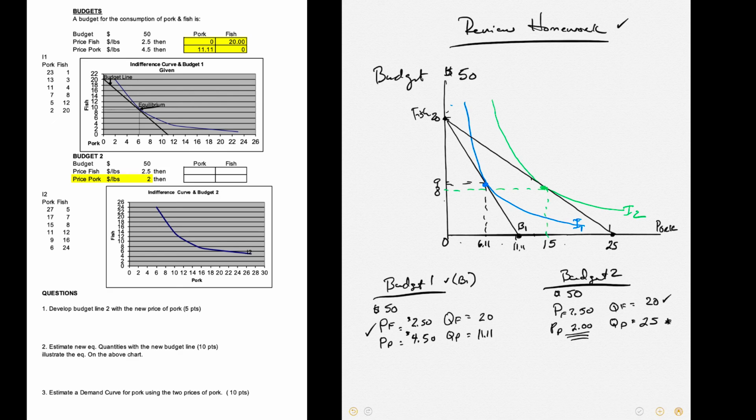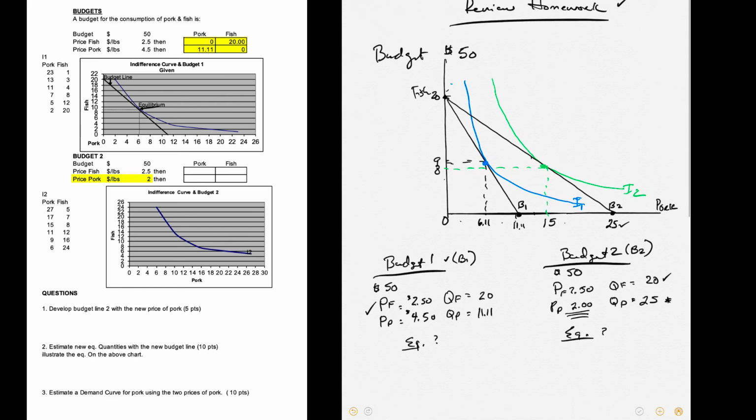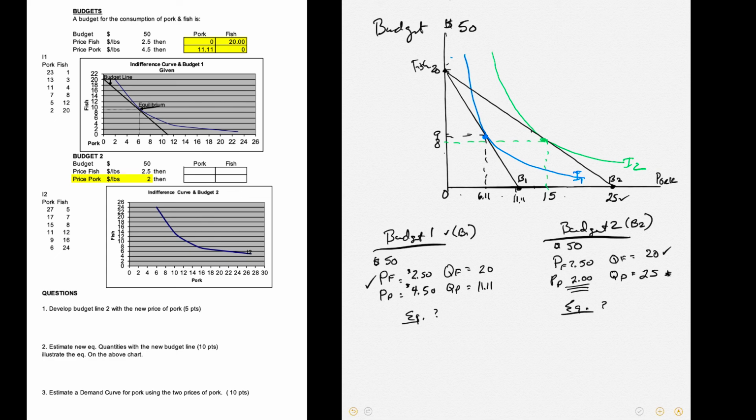So I'm going to label these on the graph up there. Budget 1 is the first line, and budget 2 is the second line that allows you the potential to buy 25 pounds of pork. Of course, 20 pounds of fish could be bought either way because there's no change in the price. Now, these budget lines and these indifference curves come together to create what we call equilibrium.